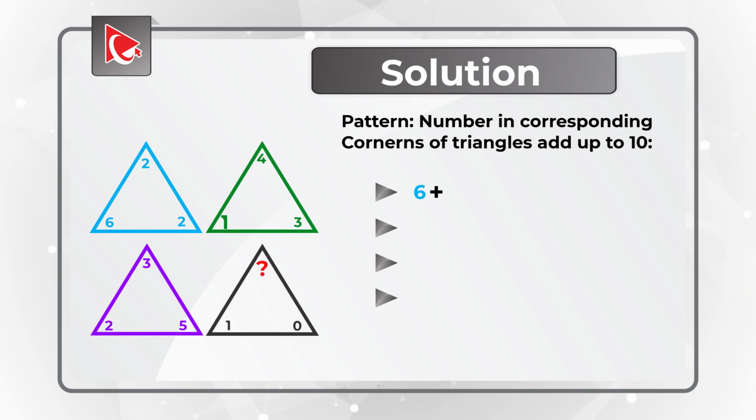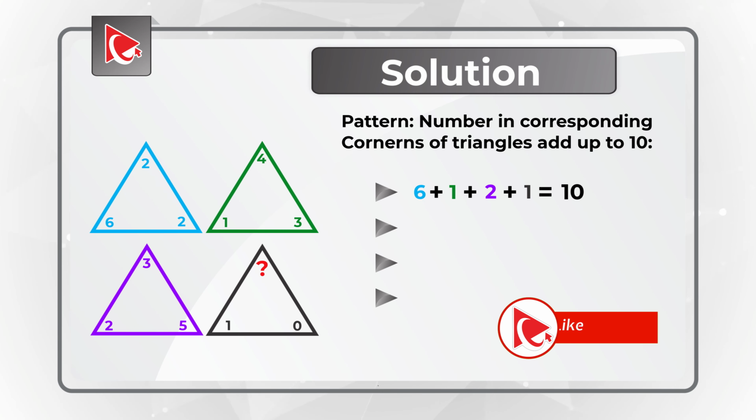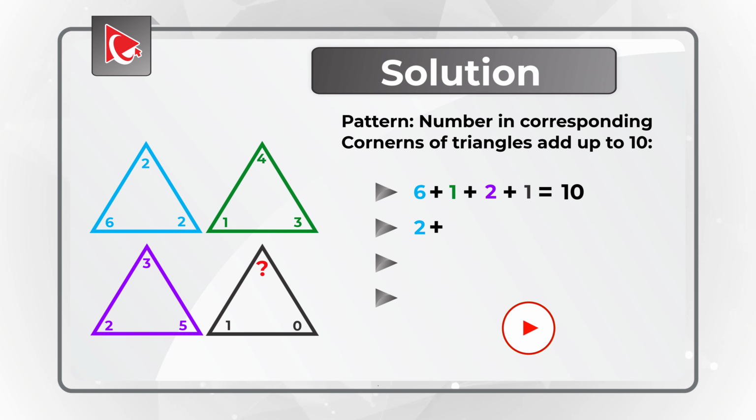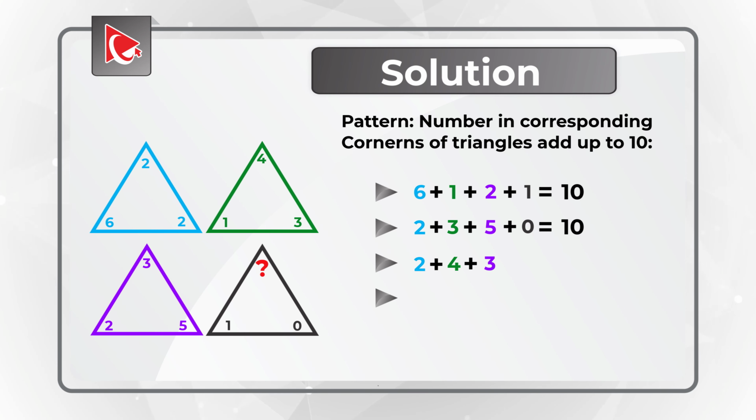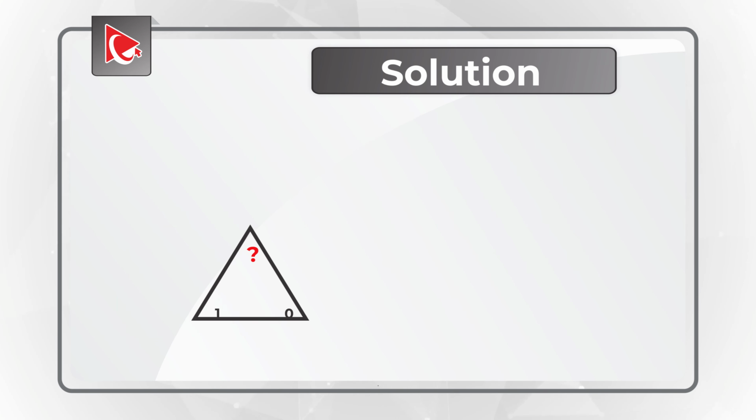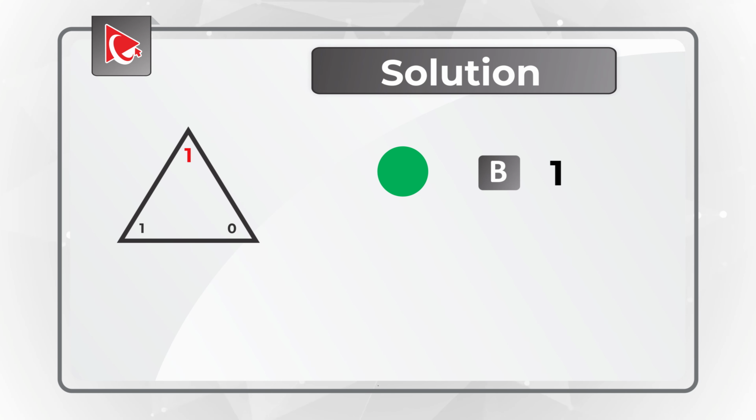Let's do the math and start with the bottom left corner. 6 plus 1 plus 2 plus 1 equals 10. Let's go to the bottom right corner of the triangle. 2 plus 3 plus 5 plus 0 is also 10. And now, in the same way, let's do the math and calculate the missing number. 2 plus 4 plus 3 plus question mark equals 10. Based on these calculations, question mark equals 1. So the correct choice here is choice B, 1.